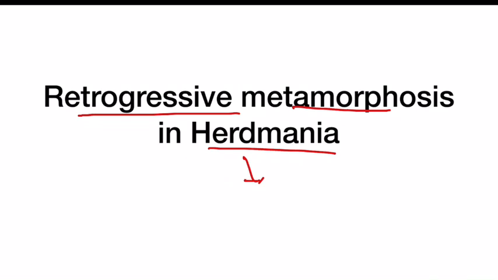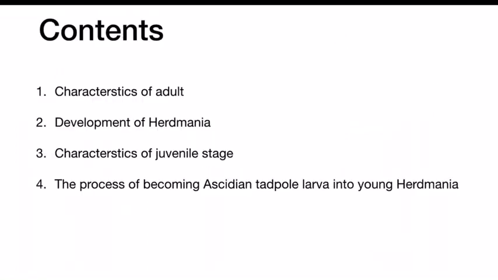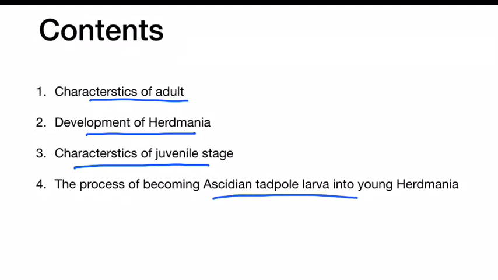In other cases we see progressive metamorphosis. So let us see what retrogressive metamorphosis is and how it is useful for Herdmania. In this video we are going to learn 4 points. The first point is characteristics of the adult, then development of Herdmania, then characteristics of the juvenile stage, then the process of the ascidian tadpole larva becoming a young Herdmania. So these 4 points we are going to learn in this video lesson.